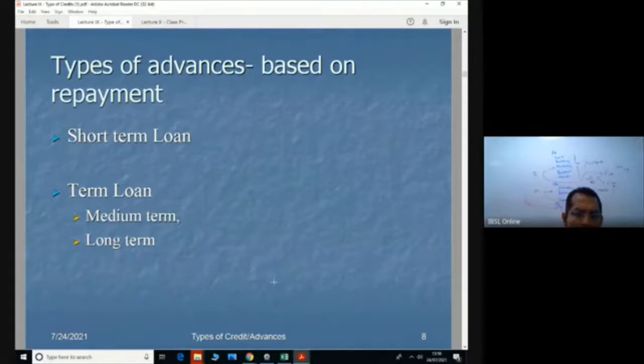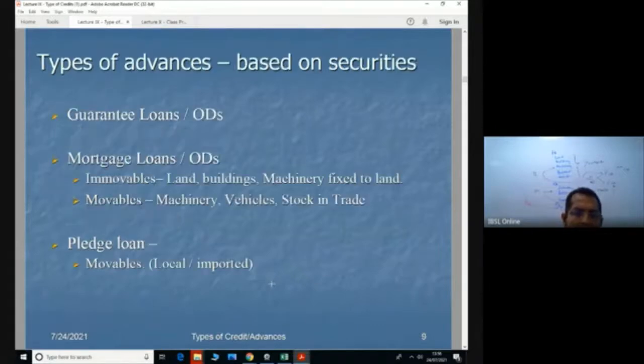Short term, long term, I discussed this part. Then types of advances: guaranteed loans, mortgage loans and pledge loans. Guaranteed loans are personal guarantees or corporate guarantees. If a person is personally guaranteeing, it is a personal guarantee. If a company is guaranteeing on behalf of a customer, then it is a corporate guarantee.